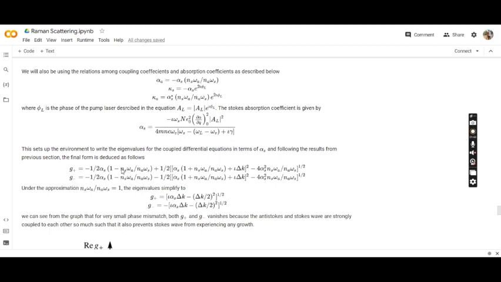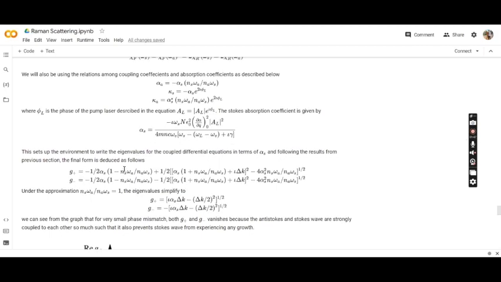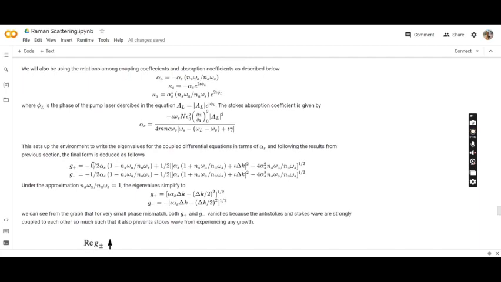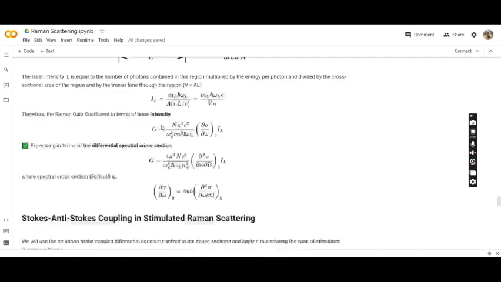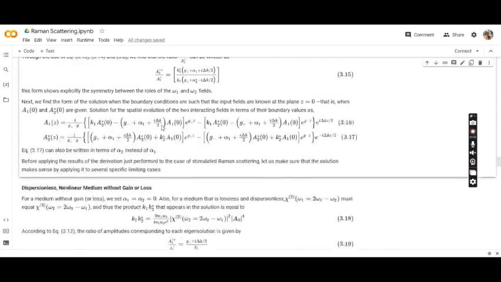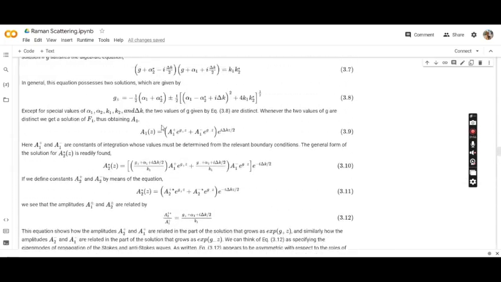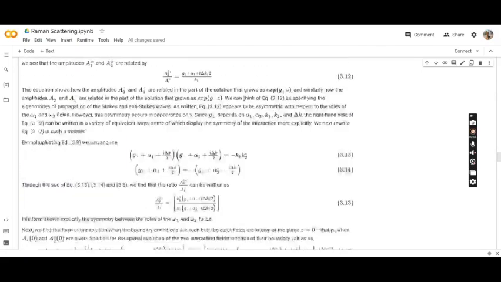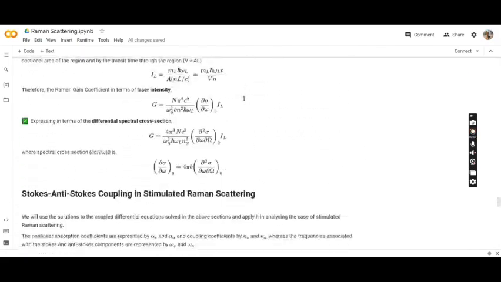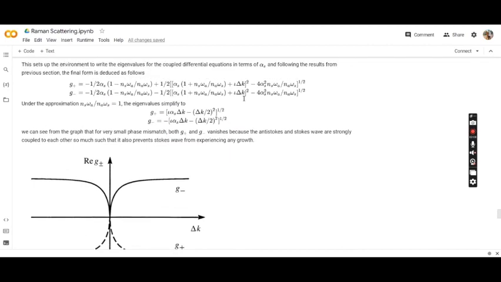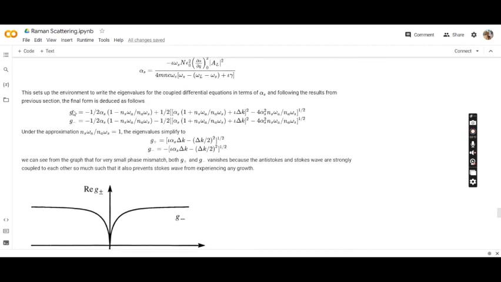G plus and G minus, which are given in equation 3.8. You can substitute alpha 1 by alpha S and alpha 2 by alpha A, and similar for the other things. And what we arrive at is this expression for G plus and G minus.